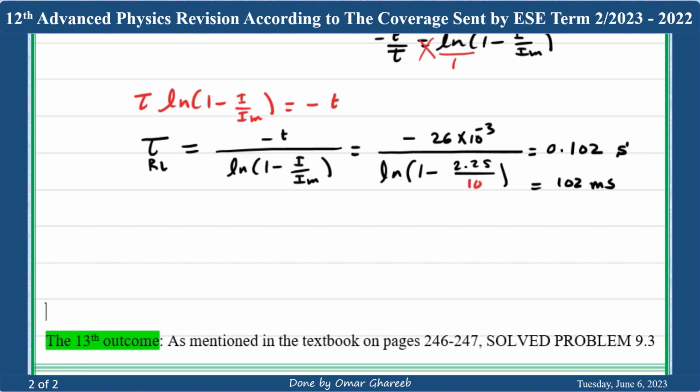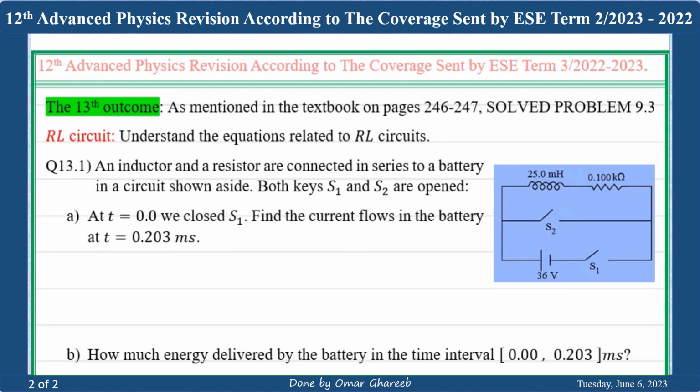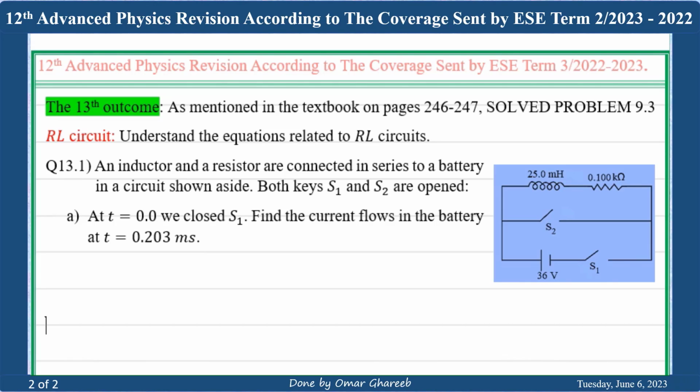Now let's go to outcome number 15. Understand the equations related to the RL circuit, as mentioned before in the last question. An inductor and resistor are connected in series to a battery in the circuit shown aside. Both S1 and S2 are open. Both switches are open. At t equals 0, we close S1.